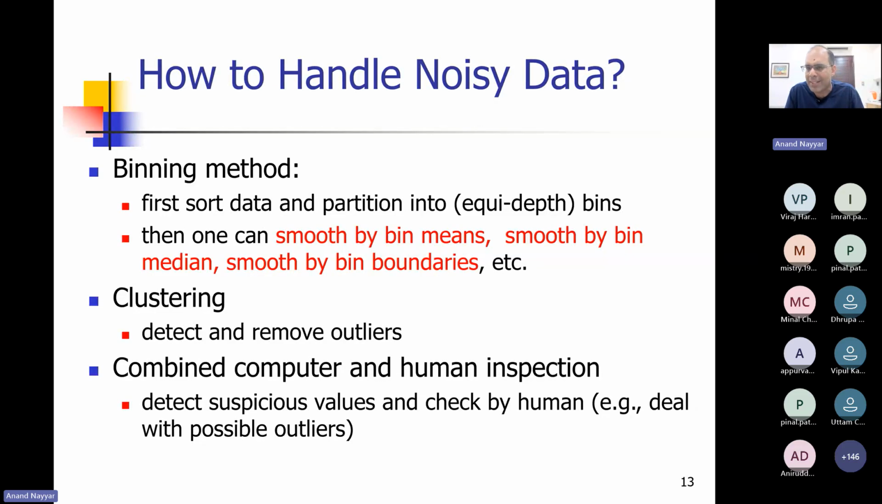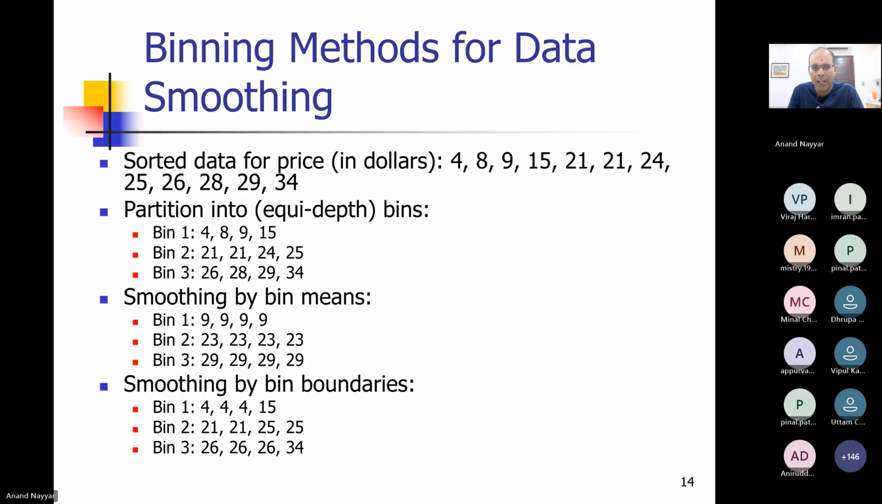This is all bias or noisy data. So you can see the binning methods for data smoothing. Take this photo, everybody: how you can sort, how you can partition, how you can smoothen, and how you can see the boundaries.